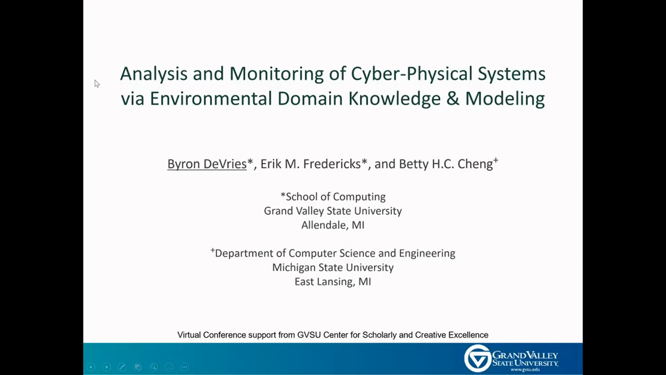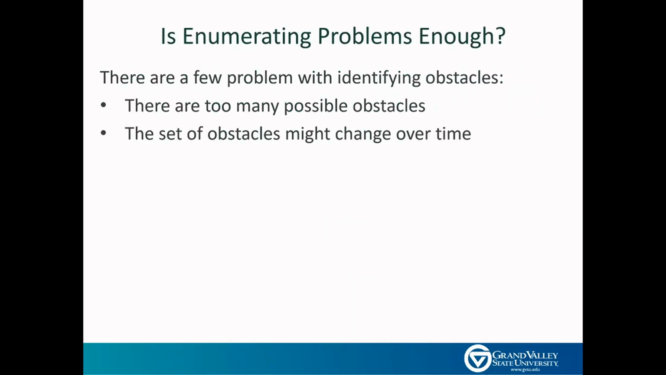This is Byron Devries, and this talk is on analysis and monitoring of cyber-physical systems via environmental domain knowledge and modeling. So, when we think about uncertainty in the environment or modeling the environment, is it sufficient to just identify the obstacles or enumerate the obstacles or problems? And it's really not, because there's just too many things, and it makes it infeasible to enumerate them all. Worse, even if we did enumerate them all, it might change over time.